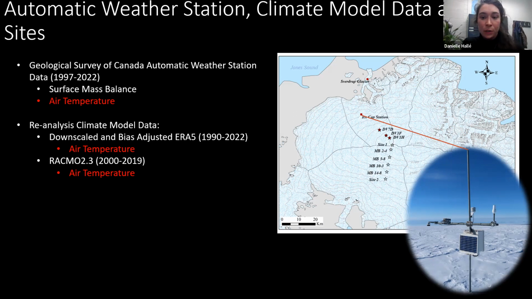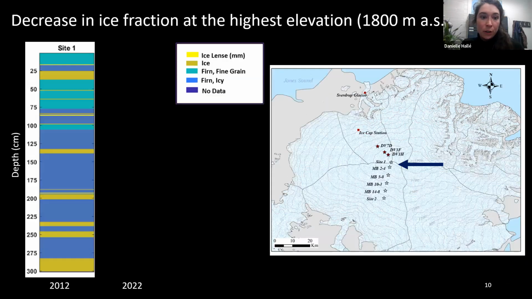And there's no weather stations located along this transect, so we're also using climate model data, which was downscaled and BICE adjusted from ERA 5, and also RACMO 2.3 from 2000 to 2019. So we'll go straight to the results now.